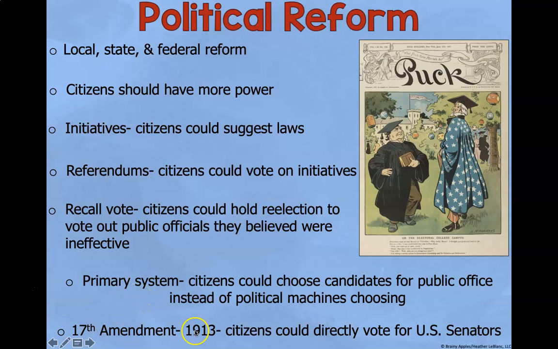The 17th Amendment was passed in 1913, and this is where citizens could directly vote for U.S. senators. The reason this is very important is because up until this point, state legislatures were the only ones who could actually select the U.S. senators. Now, after the passage of the 17th Amendment, the people will directly vote.